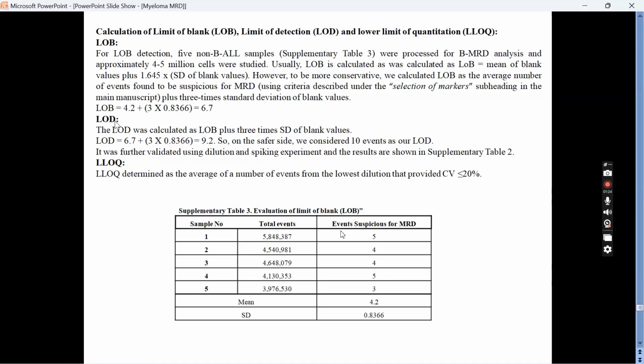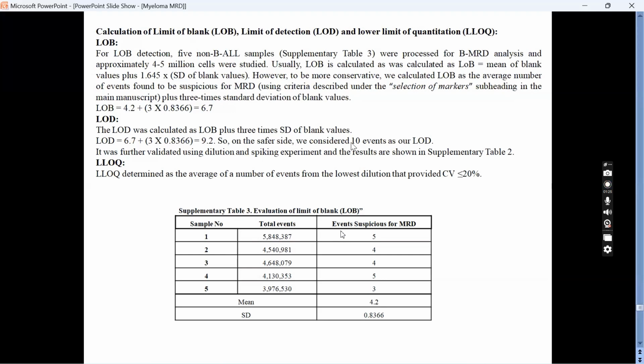Finally, this LOD will tell you about the accuracy of picking up the disease events against a background of normal events. What that means is, when I have 10 events as a cluster showing those LAIPs, I can confidently call them leukemic events.